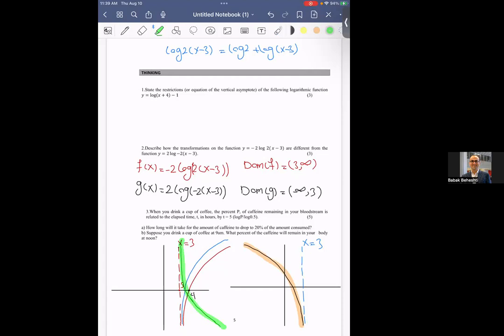Log x. When drawing the graph, should we draw all the processes of the graph? No, you don't have to. Just draw the graph.